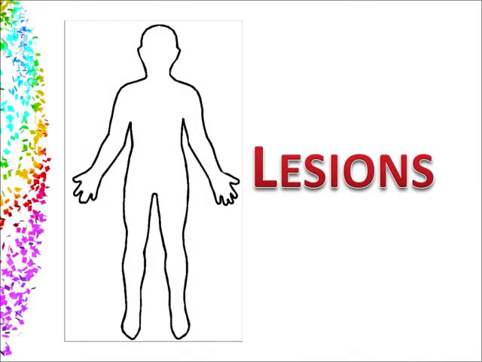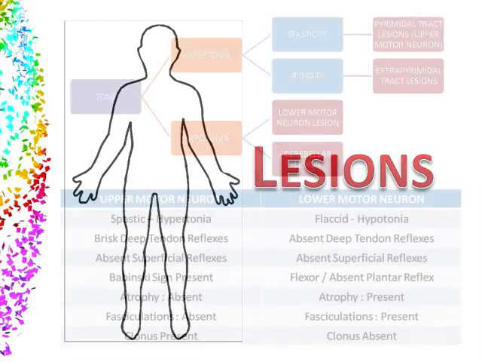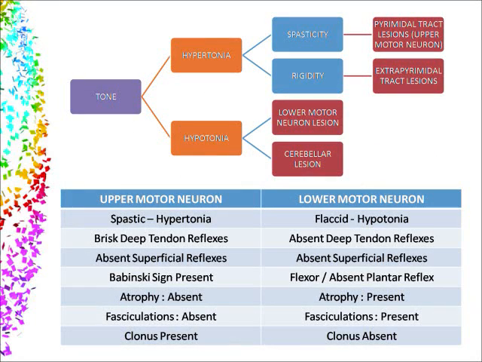With this, let us now learn about placing lesions. At the end of the neurological examination, one must be able to interpret the clinical signs and deduce whether the lesion being dealt with is a pyramidal, extrapyramidal or a cerebellar lesion. One must also detect whether it is an upper motor neuron type of lesion or a lower motor neuron type of lesion.